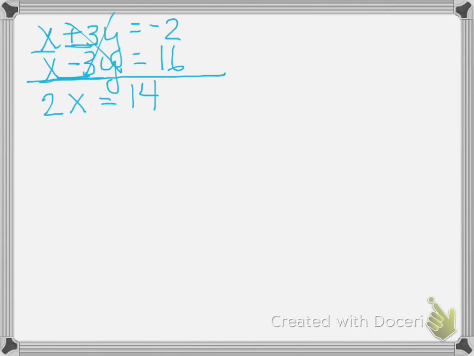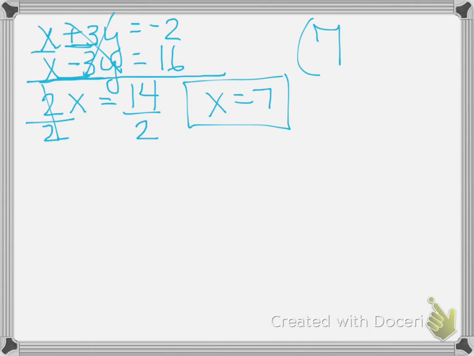Step 3 is to solve it. I divide by 2 using the division property of equality on both sides, and x equals 7. So my x solution value is 7. Now let's try to find y. In step 4 it says we'll substitute this value into one of the original equations. So let's take the top one, x plus 3y equals -2.